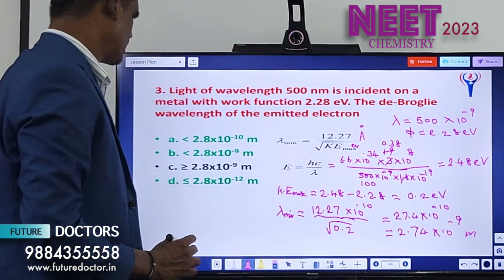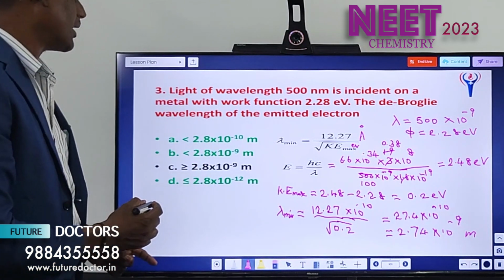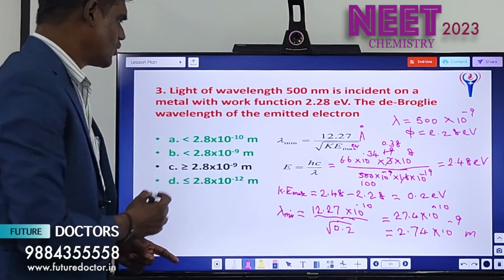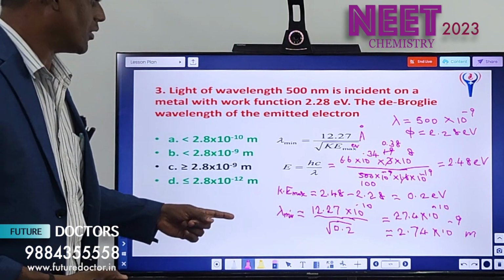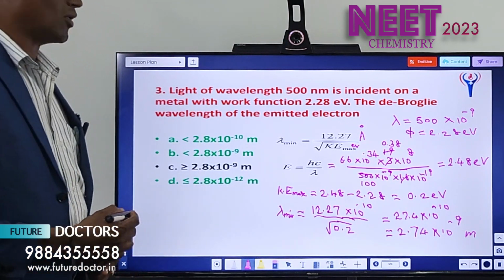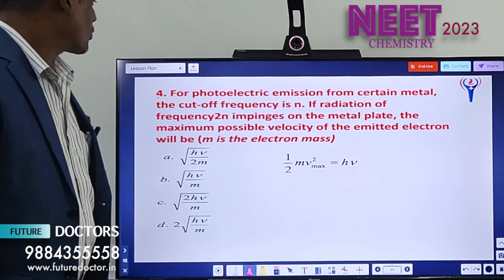This is lambda minimum. So the de Broglie wavelength of the emitted electron will be greater than or equal to 2.8 into 10 power minus 9, if you write this approximately. So option C is the correct answer. Okay, next question number 4.